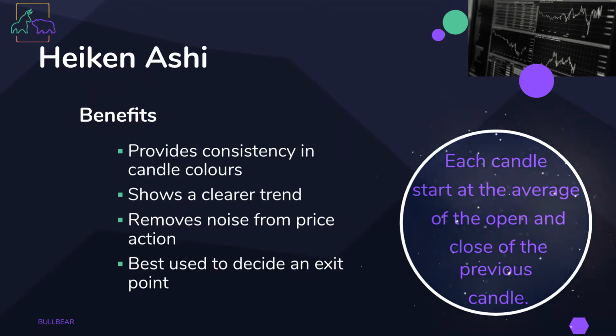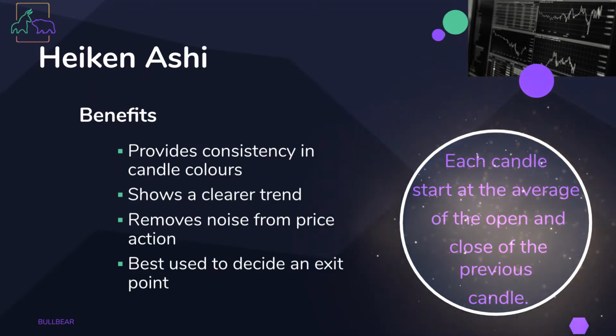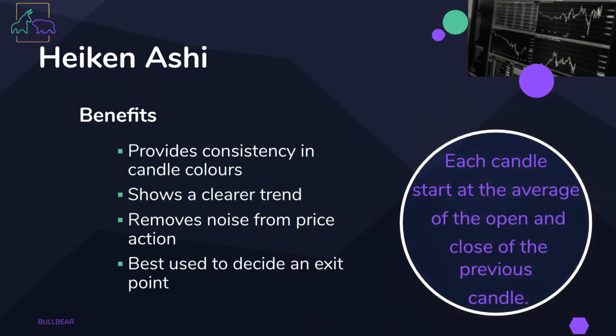So each candle starts at the average of the open and close of the previous candle. Therefore it's not very good to use. You shouldn't use it if you were doing back testing, because it's not going to be accurate. It's not using the pure raw data for the opens and closes, the highs and lows, etc., because it's always starting that candle in the middle, the average of where the previous candle had opened and closed.